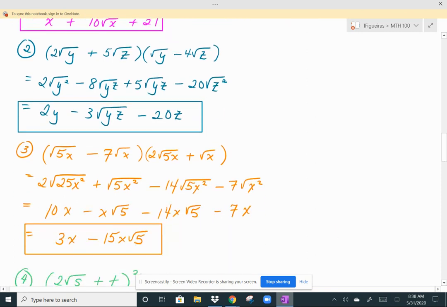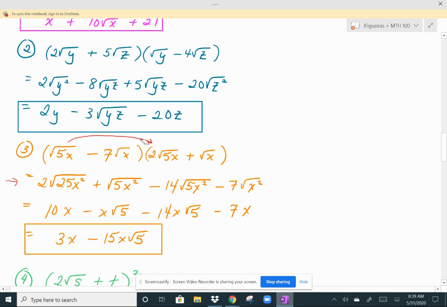Okay, here's another. I have root 5x minus 7 root x. Notice that here the 7 is outside the radical, but here the 5 is inside, so they're going to be treated a little differently. Then I have 2 root 5x plus root x. So we go to first. The 2 stays on the outside, that's the coefficient, and the radicals get multiplied. So 5x and 5x gives me root 25x squared.